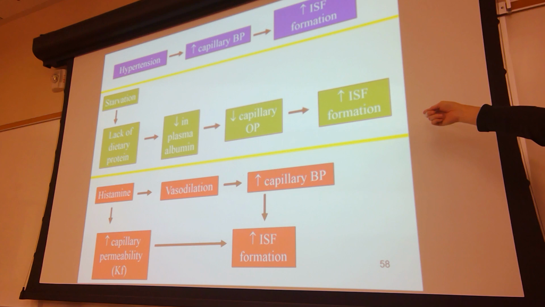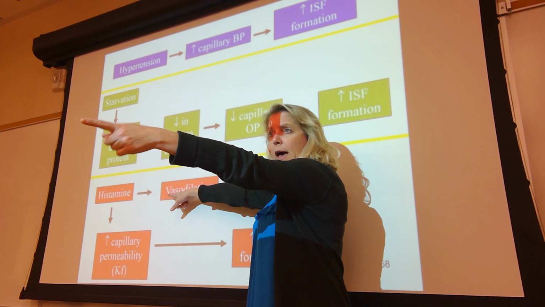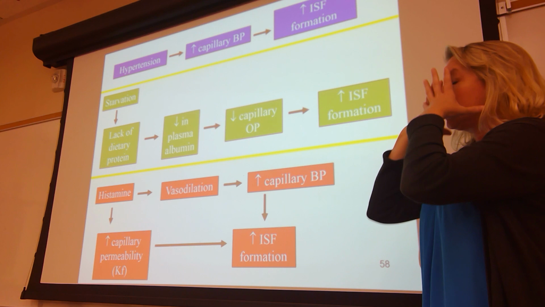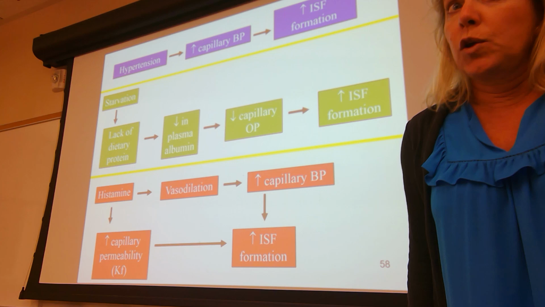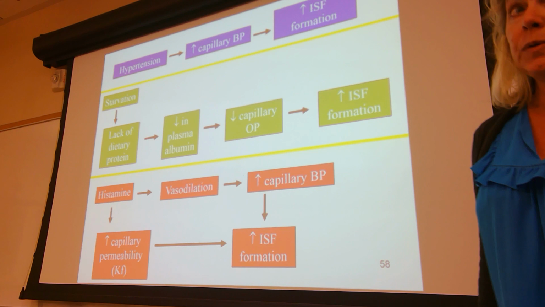Starvation, that's our kwashiorkor. Histamine, remember that one, the distress signal? Histamine, allergies, vasodilate, increased capillary hydrostatic pressure, fluid dripping. Not only that, but it leads to a Kf change. So if you get that test where you have histamine, you need to mark two answers for me. Two: increased capillary hydrostatic pressure, increased Kf. Mark two.